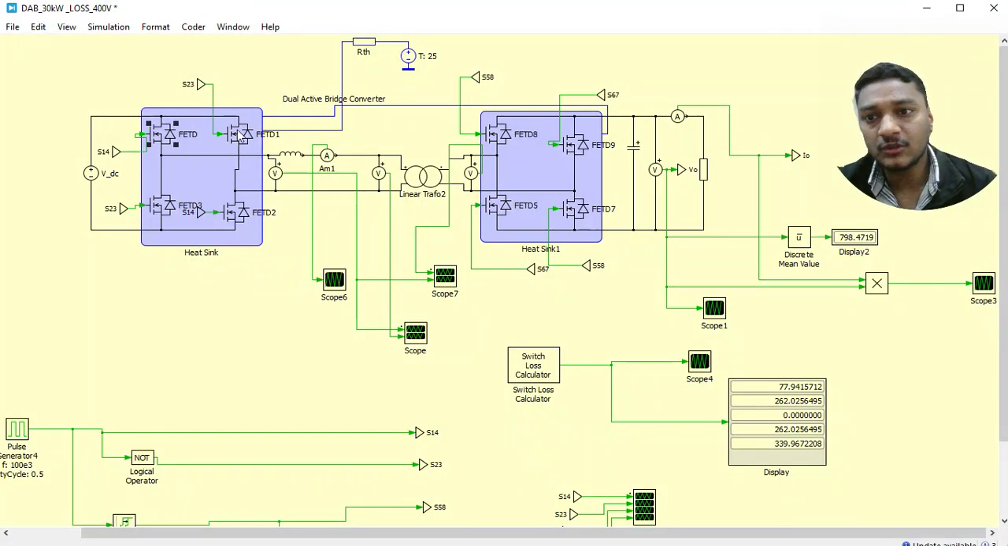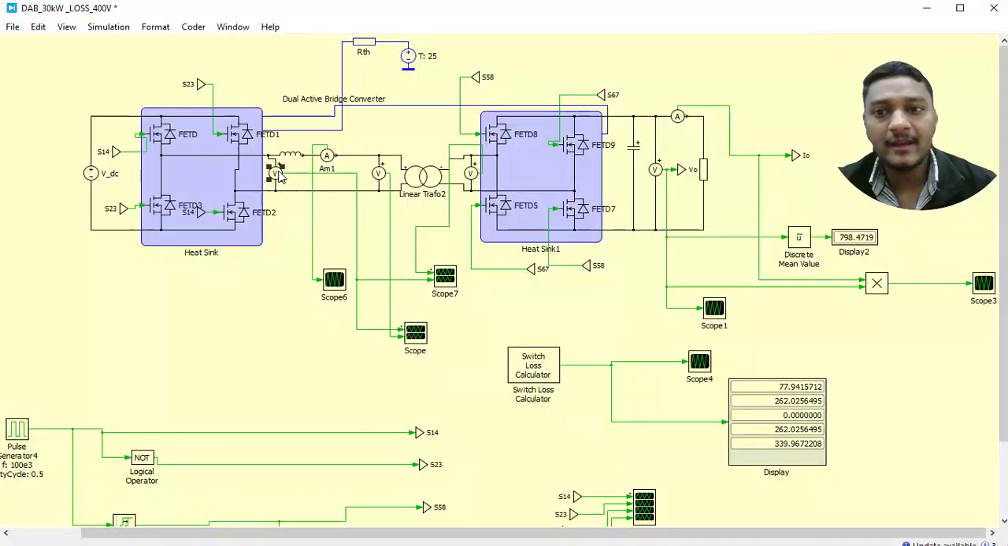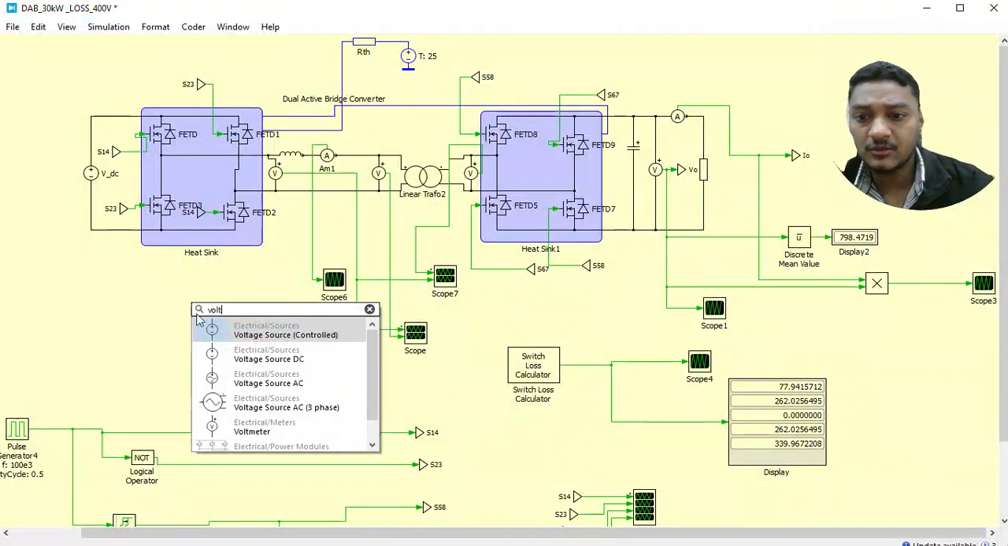Okay, so the four MOSFETs are there. Then I have my inductance. Then one linear transformer. Again, the parameters you need to specify are the leakage inductances; we will keep these at 0. And what is my turns ratio? I have told you that our turns ratio is 1, the magnetizing inductance is very high, and RM is basically infinite. Then, to measure the voltage you need to add a voltmeter. That is the only difference.